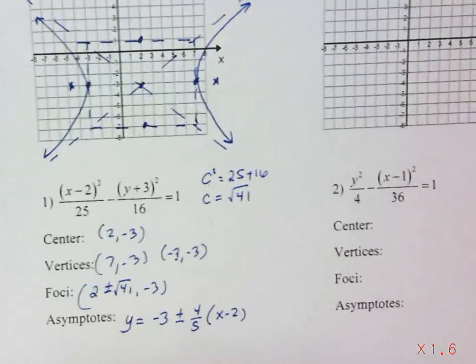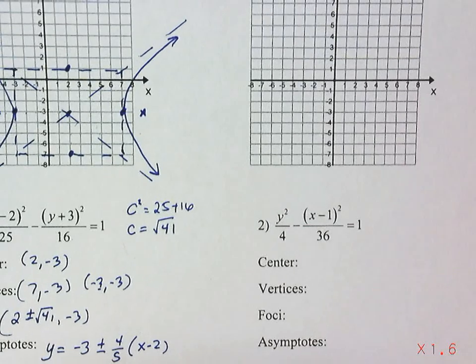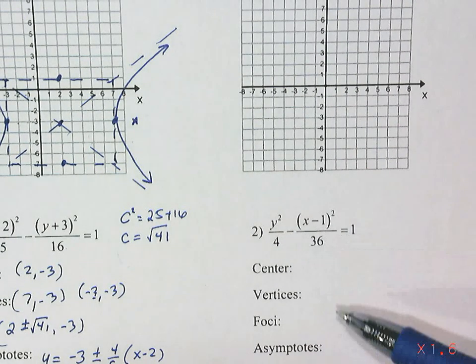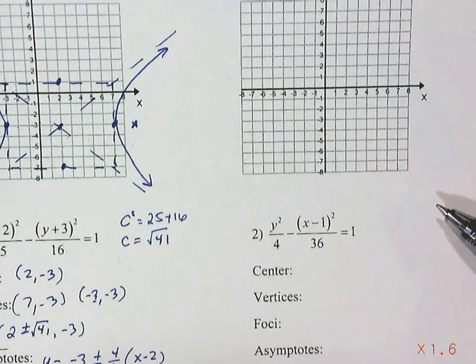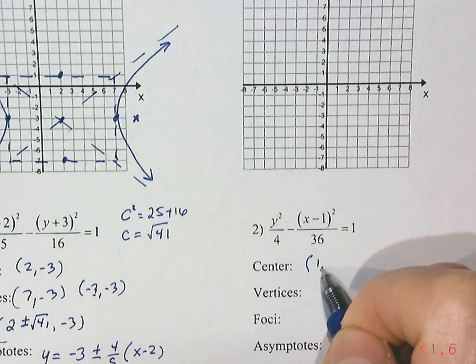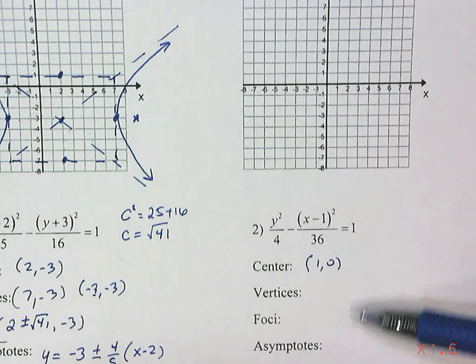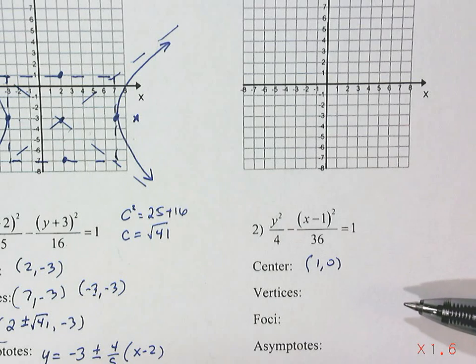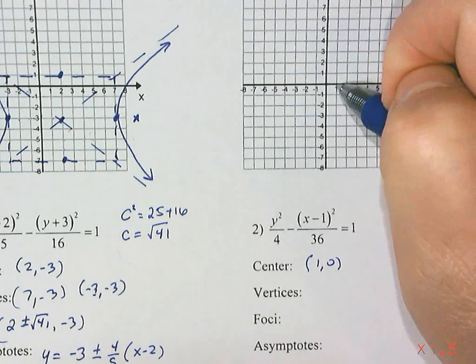We'll do one more. This one has a y squared positive. It's first. The minus is on the x, so I know this one's going to open up and down. So my center is going to be 1, 0. Even the smartest people will make mistakes on this. Remember that the h is always with the x, the k is always with the y. So I'm going to plot that point 1, 0.